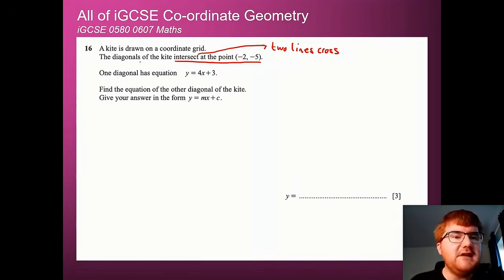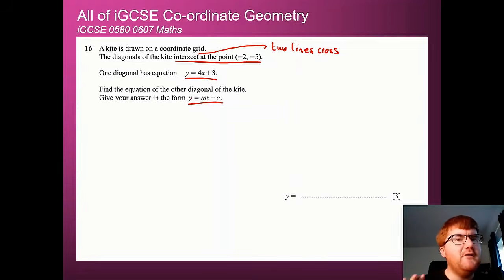One of the diagonals, and we'll draw a diagram to show what's going on here, has equation y equals 4x plus 3. Find the equation of the other diagonal of the kite in this form y equals mx plus c, which we're going to be working with quite a lot.